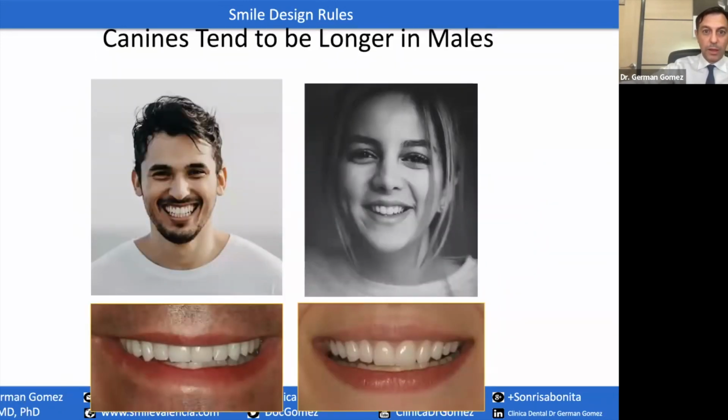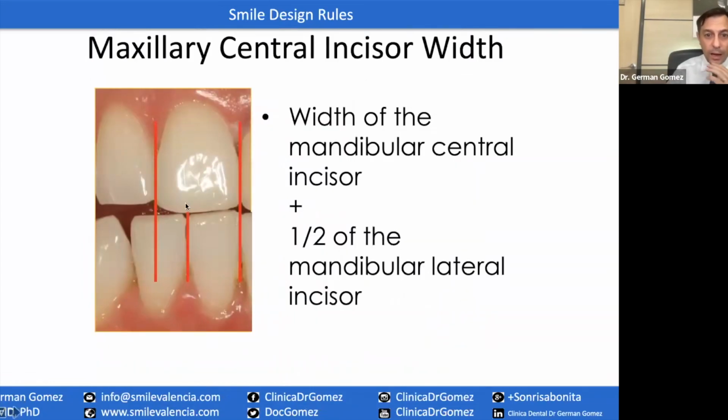Okay, canines in males tend to be longer than in females. Okay, that's also a rule. Then the width of the maxillary incisor is 1.5 times the width of the mandibular incisor. Okay, that's also a rule.